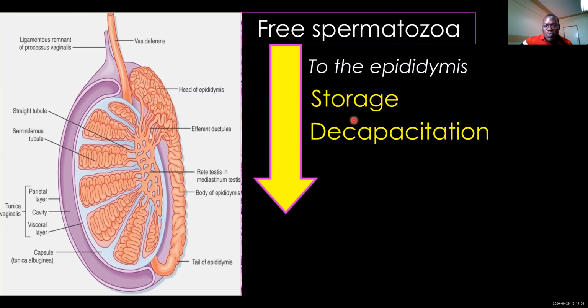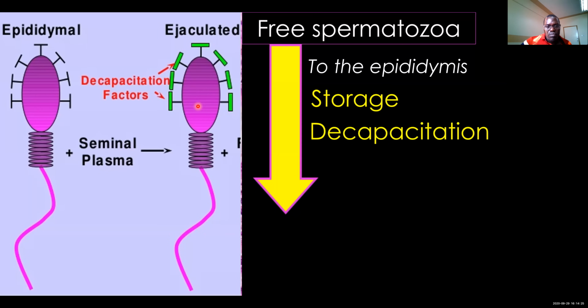During the storage of sperms, an important process takes place. This is called decapacitation. Decapacitation is the process of covering the sperm with some glycoprotein. This green thing here represents that glycoprotein. It is a process of covering sperms with some glycoprotein. We prefer calling them the decapacitation factors.